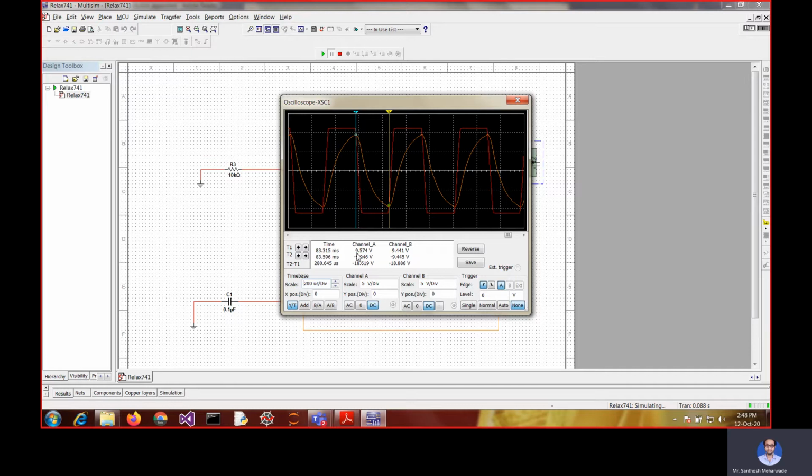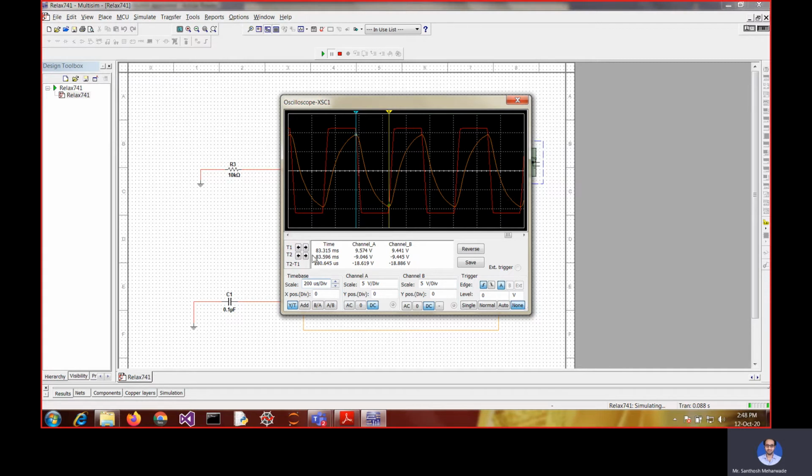That is the addition of channel A and channel B with respect to timeline T1. So 9.571 plus 9.441 divided by 2. Let me take that as 9.5.